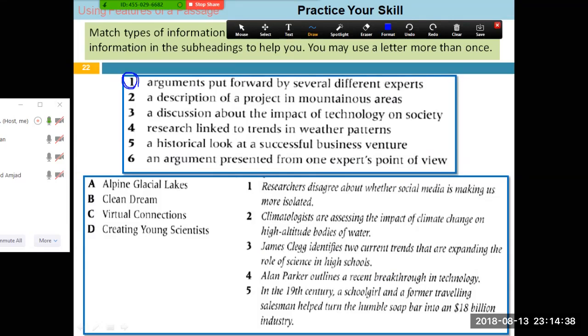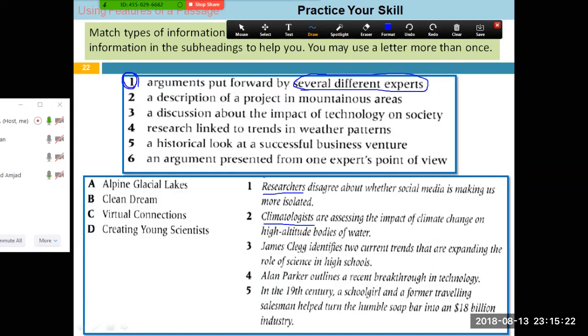Arguments put forward by several different experts. Now, this is not one expert. So obviously, either it is different researchers or it is climatologists. How will you break this? The climatologists are only of one particular domain, climate, and researchers can be of any field. But even then, the question says different experts. Several different means a number of them. Okay, fine.